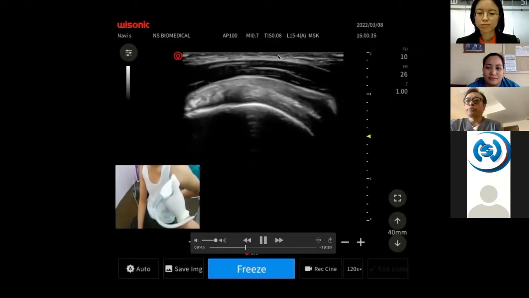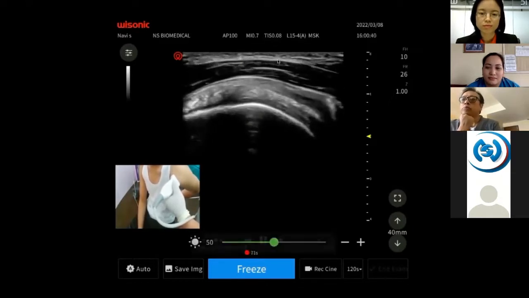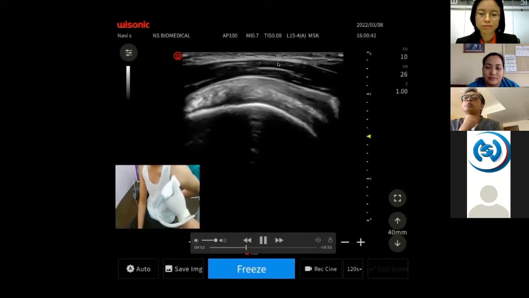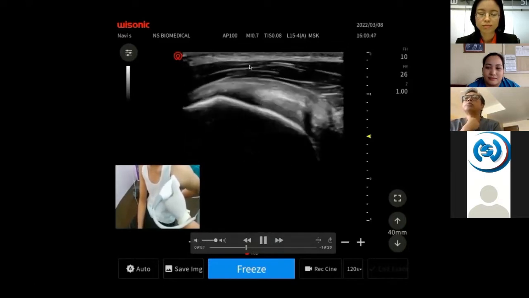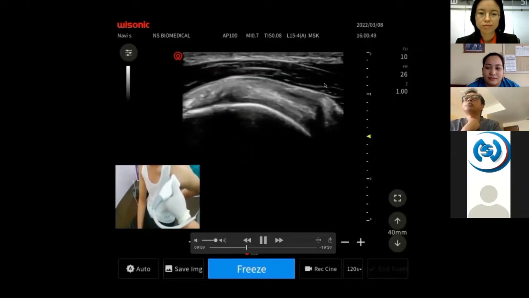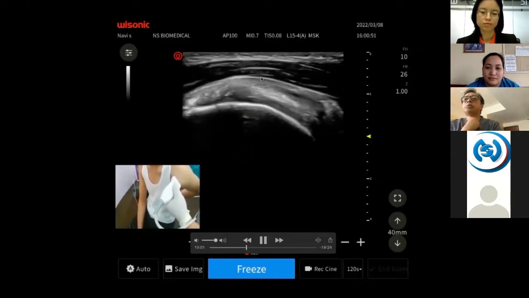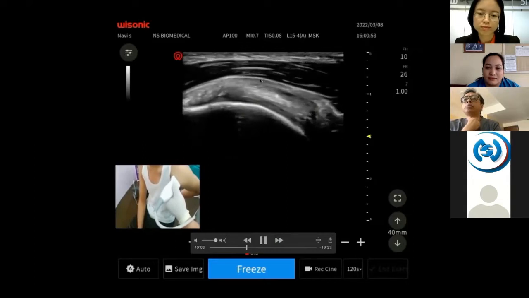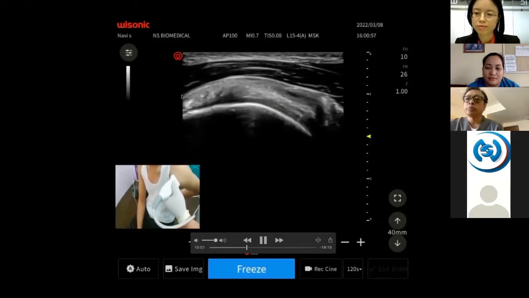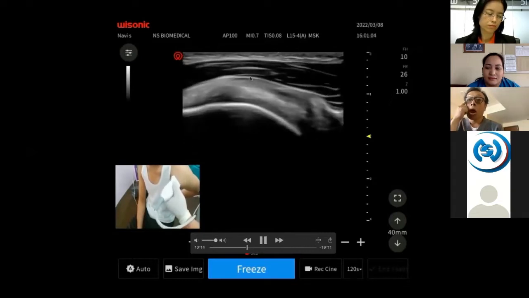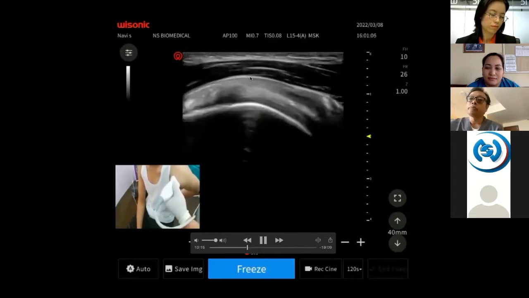On top, the hyperechoic line is the skin and the subcutaneous tissue. After that, there is this hypoechoic muscle layer, which is the deltoid muscle. Inside the deltoid muscle, we can see parallel muscle fibers. Just below the deltoid muscle, there is a white line, a hyperechoic line, which is the subacromial subdeltoid bursa. It is actually a potential space, which is now completely collapsed. In case of effusion, we can see a collection over there. It's hyperechoic because of its fat content.